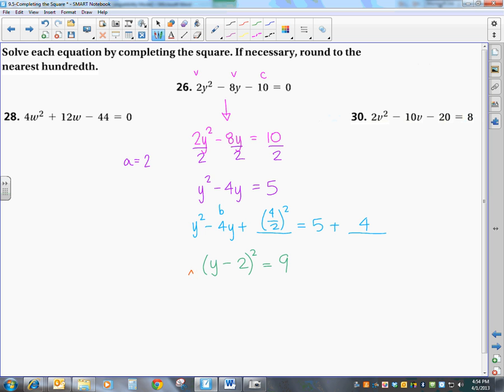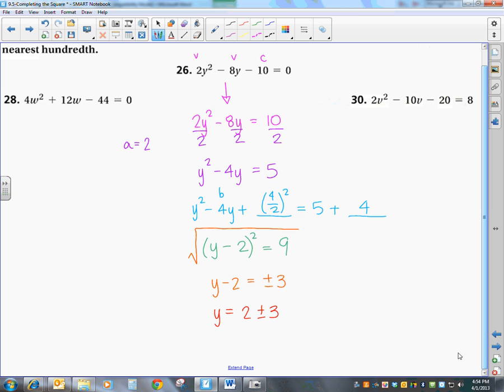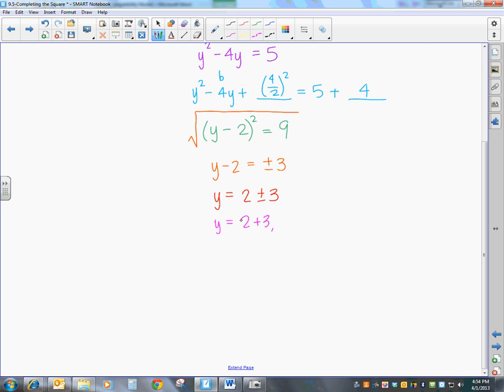Then our next step says to take the square root of both sides. So I take the square root, I have y minus 2 equals plus or minus 3. And then we solve it. So we got to take the 2 to the other side. That gives us y equals 2 plus or minus 3. And this is the last step that says to simplify that. So you have to look at y equals 2 plus 3 and or 2 minus 3. And that of course gives us 2 plus 3 equal to 5 and 2 minus 3 equals negative 1. So that sums up our lesson of completing the square.